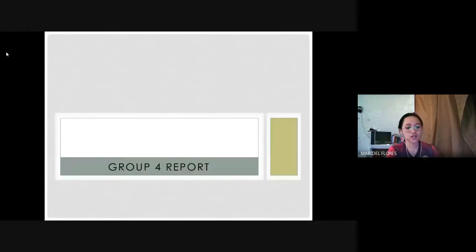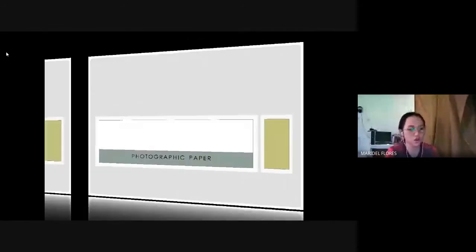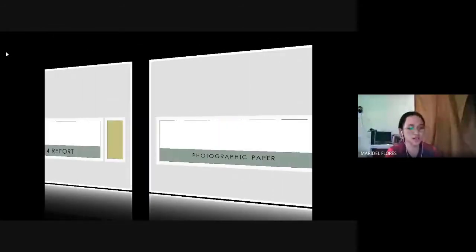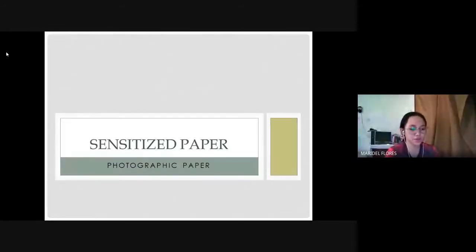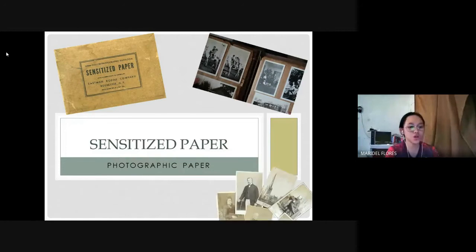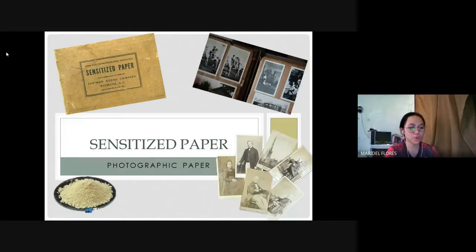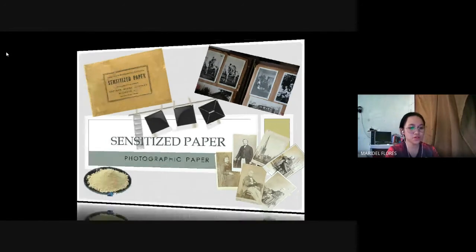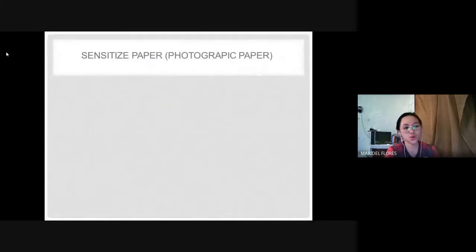So, our topic is all about sensitized paper or photographic paper. Before we further discuss, let me first show you the overview of our report. This image here is composed of the different topics that will be covered in the discussion. So, sensitized paper, photographic paper.